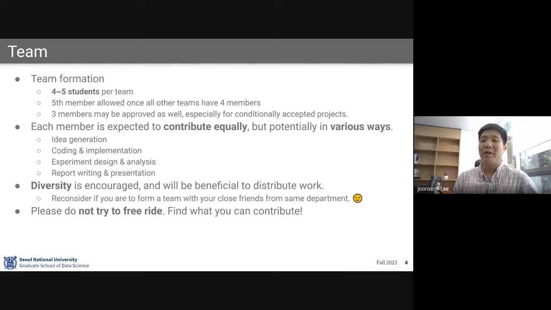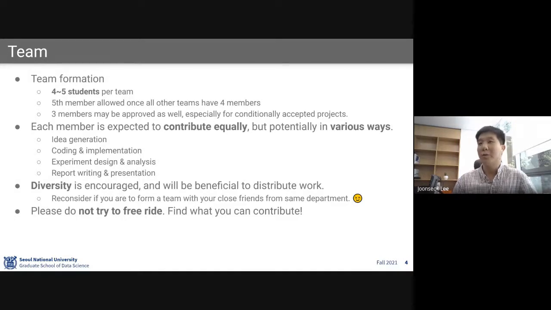So there can be a variety of ways to contribute to the research projects. One of the most important things is generating ideas. What can we do to improve something or make something happen or make something possible? You can generate any ideas from what we are learning in the class, or you can do some research, or you can just be creative. So for idea generation, everyone is expected to contribute. And if you are especially strong in programming, maybe the coding and implementation part will be a great contribution to the projects. But if you're not strong at computer programming, that's okay.